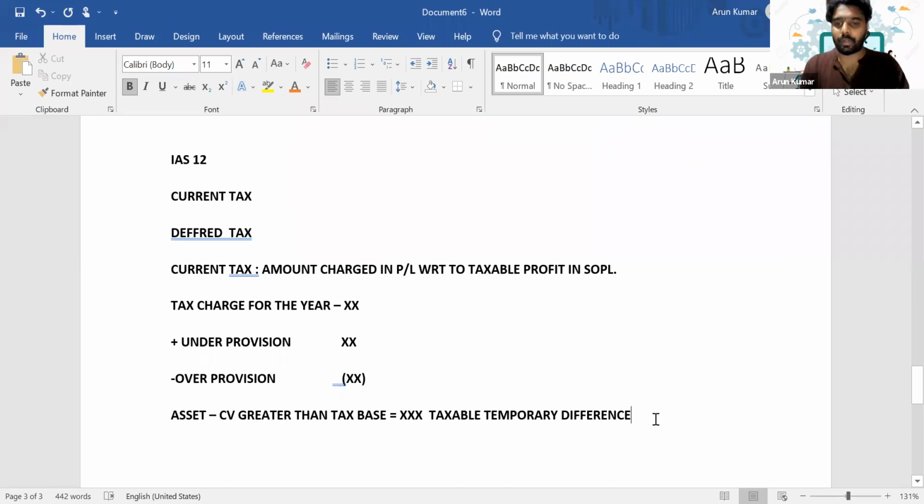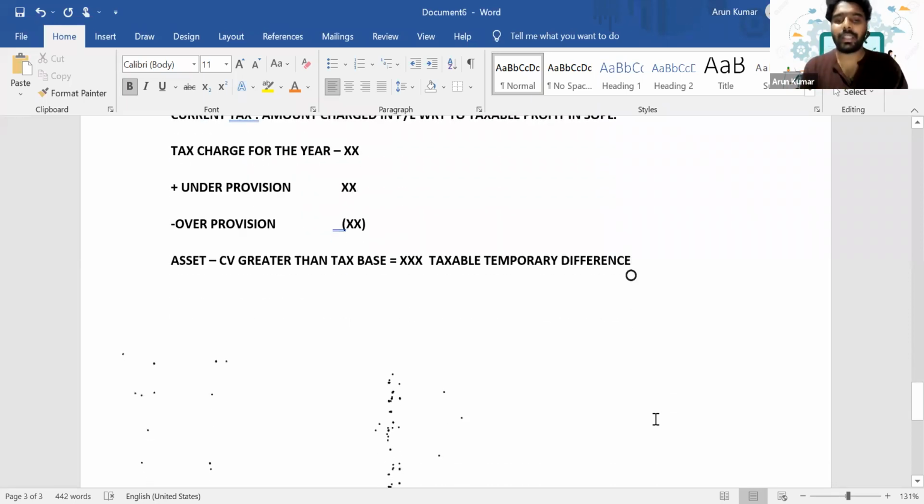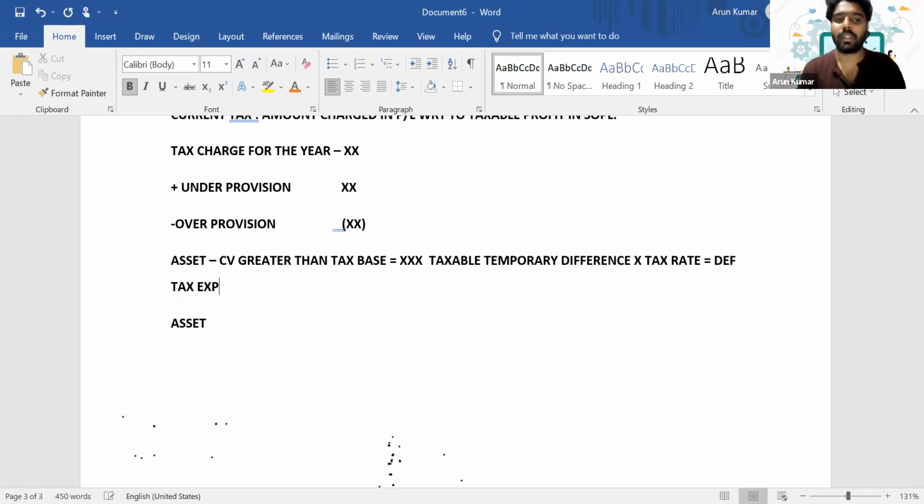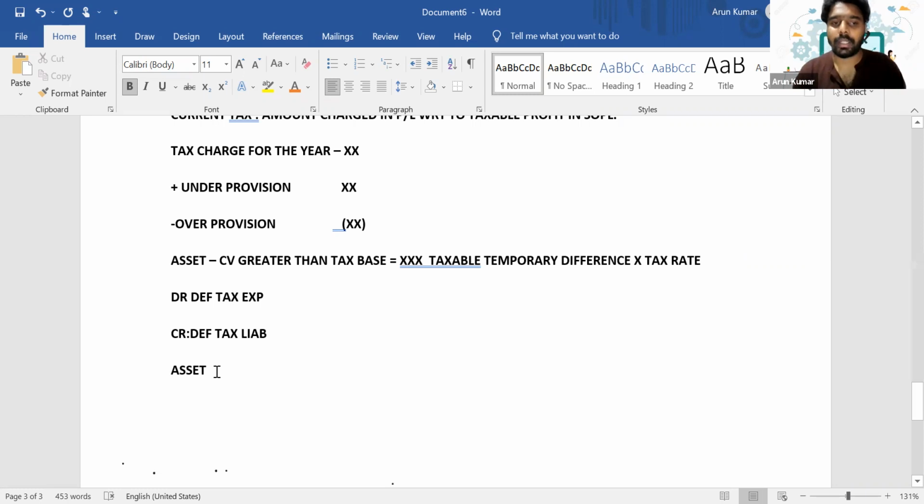So in the same way, if you just understand this one concept, then literally in connection to it, we can learn the other stuff. For an asset, we learned that for carrying amount greater than tax base, that difference is taxable temporary difference. And on this taxable temporary difference, we have to create a provision. That is known as deferred tax. So it's a deferred tax expense. If it's a taxable temporary difference, it will lead to deferred tax expense. So it is debit deferred tax expense, and credit will go to deferred tax liability. Are you getting it?